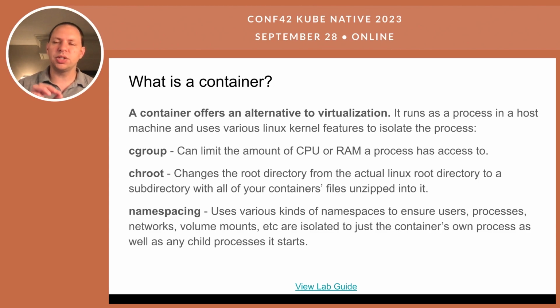Chroot means that you can change the root directory. So when a container boots up, it unzips your container image and all of its software into a folder in the host operating system, and then it switches into that folder and runs your entry point as the appropriate C group. So now it's got its own root folder, it's running with limited CPU and memory. And then finally, for things like users, processes, network, volume mounts, we use this thing called namespacing, so that your app in its container cannot see other applications, processes, can't see other volume mounts, can't see other applications' users.